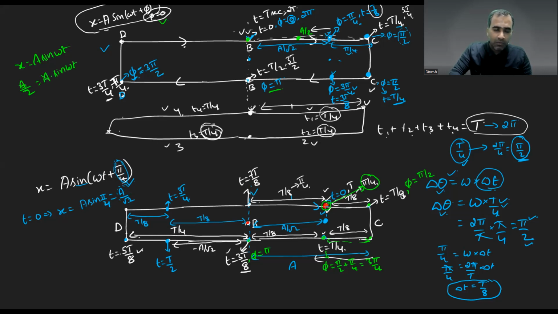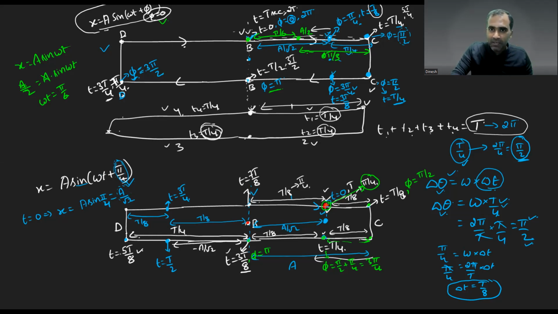So A cancels. What should be omega t? Omega t should be equal to 30 degrees or pi by 6, correct? How much should be the phase difference between these 2 points? Pi by 6. If the phase difference between these 2 points is pi by 6, what is the phase difference between these 2 points? Anyone? Pi by 6 plus... how much? It should be pi by 3. Because the total is pi by 2, we know that, no?